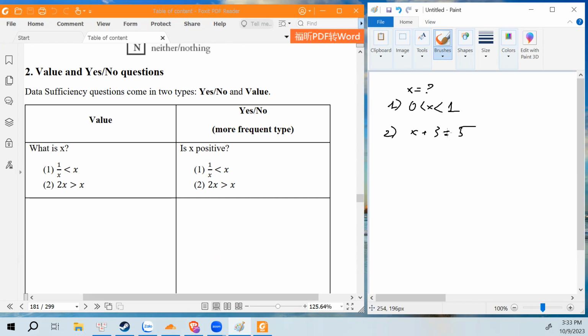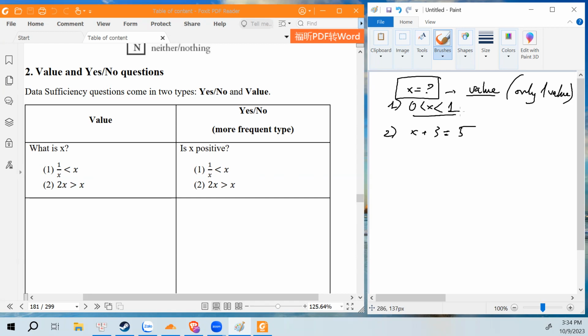Okay, so this is a value question because we are asked to find the value of a variable. And for these value questions, what is considered sufficient is when the statement allows us to find only one value for the variable or for the quantity that is being asked, right? So if we find only one value for X, then that means we have sufficient information. But if we find several possible values for X, then that would be insufficient.